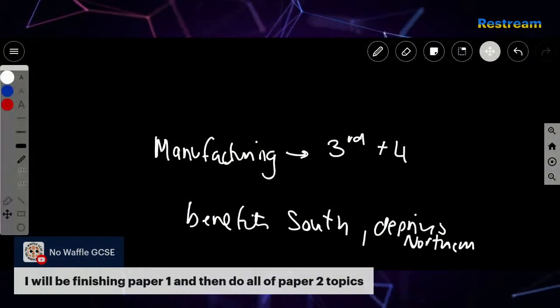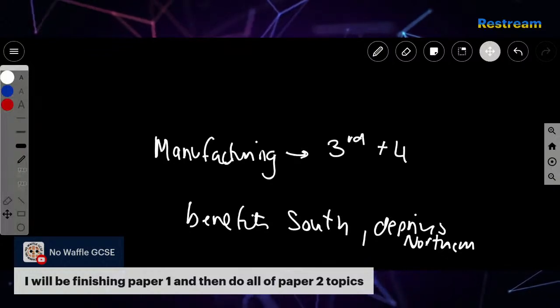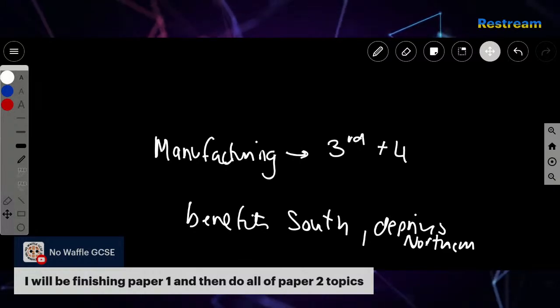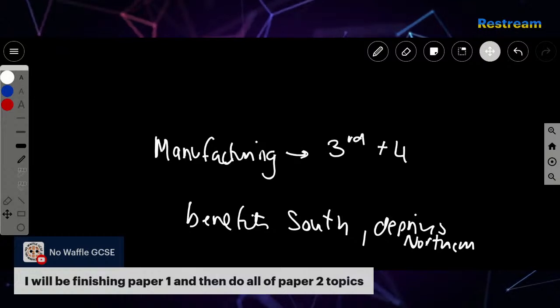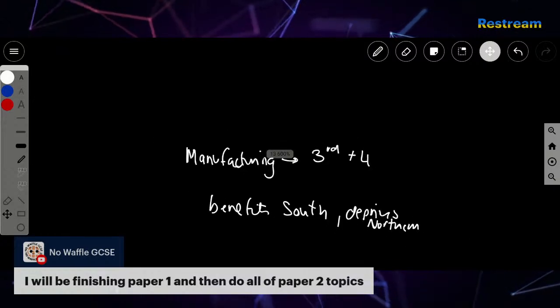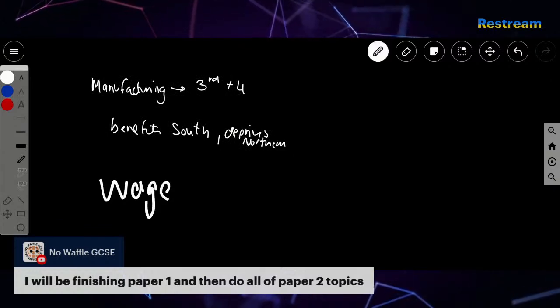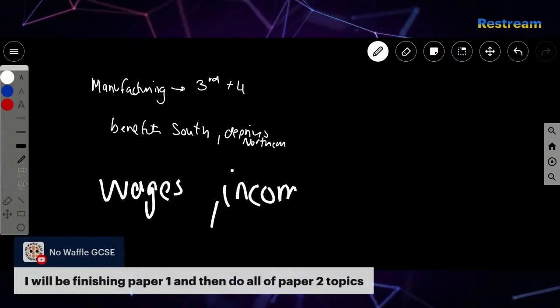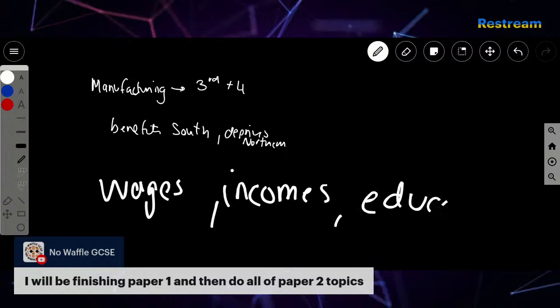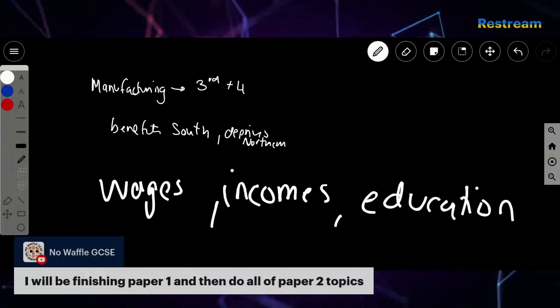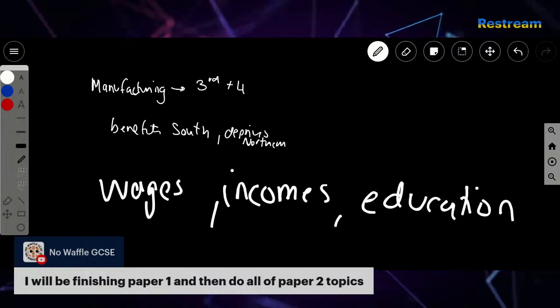Okay, so the manufacturing industry decline has benefited the south but has deprived the north. What this is saying is that it tends to be a more positive effect for the south than the north, and this has created a divide called the north-south divide. Now, this means that wages, incomes, and education are actually far better in the south in terms of results, money, and statistics.